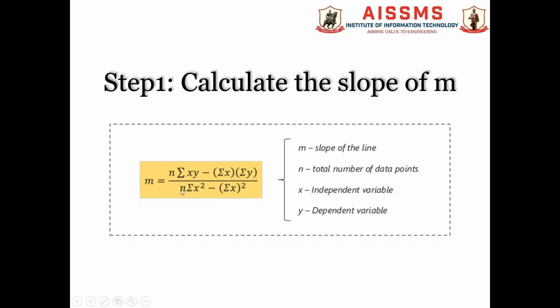With this simple equation we can find the slope of this line, that is n into summation of xy minus summation of x into summation of y, divided by n into summation of x square minus summation of x whole square, where m is the slope of the line, n is the total number of data points, x is the independent variable and y is the dependent variable.